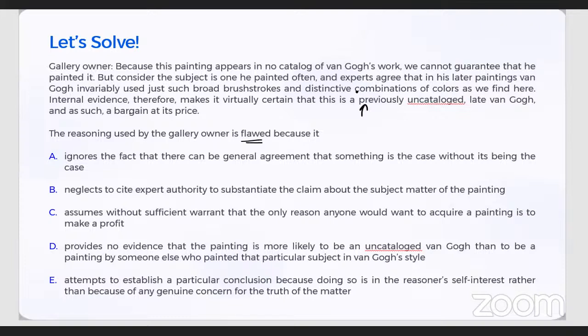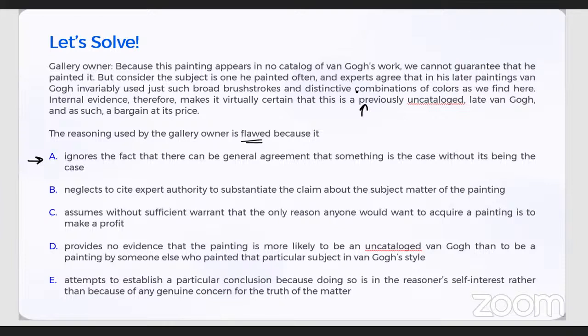Okay, let's look at the very first option. Most people read this option and wonder what does this even mean? This is a signature kind of thing that you will see, as I mentioned a while ago, in Flaw in the argument questions. The options will be worded in such a complex manner that the first task is to figure out what the option even means. Let's look at this. It is flawed because it ignores the fact that there can be general agreement that something is the case without its being the case. What does this even mean?